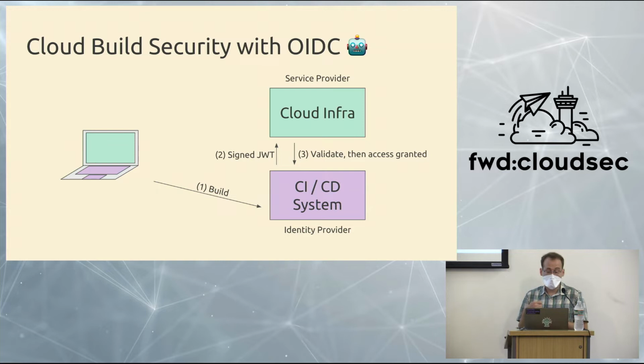Then the cloud infrastructure provider just reaches back to the CI/CD system to validate the signature. And then usually instead of making one API call, you'd receive some sort of session token, good for half an hour, that you could use to make whatever API calls you need to fetch secrets, store the build when it's done, that sort of thing.